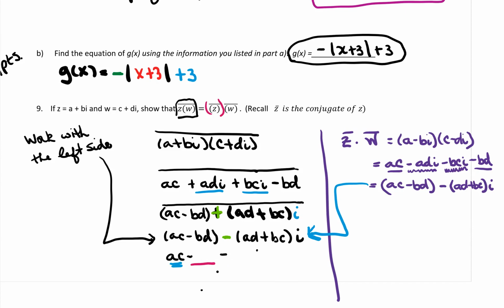Okay, so we probably should have been able to work on just one side of the equation and manipulate it to look like the other, but I didn't do that. This one, though, is worth 4 points.